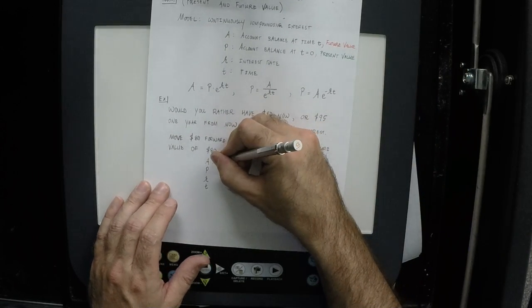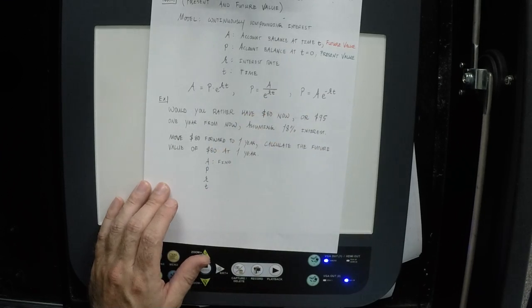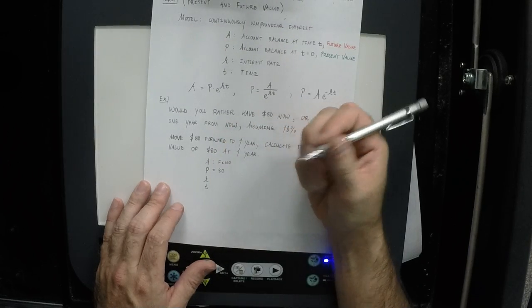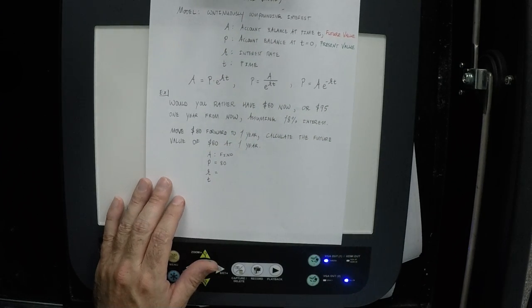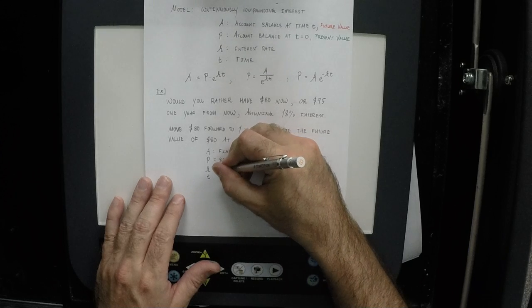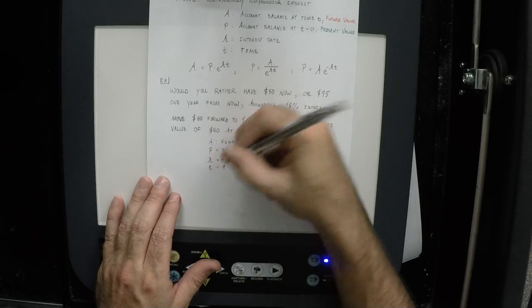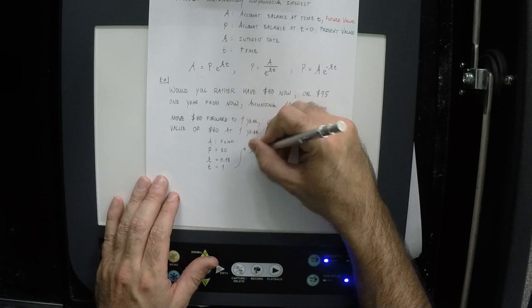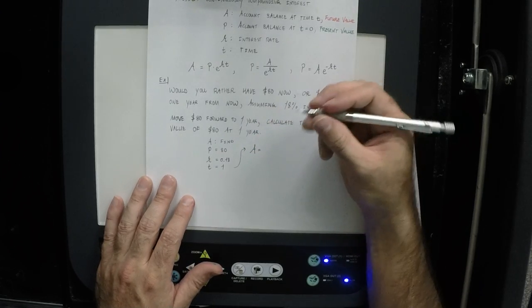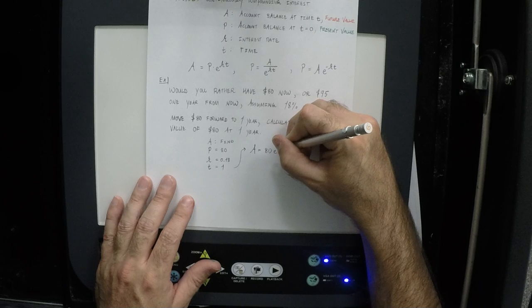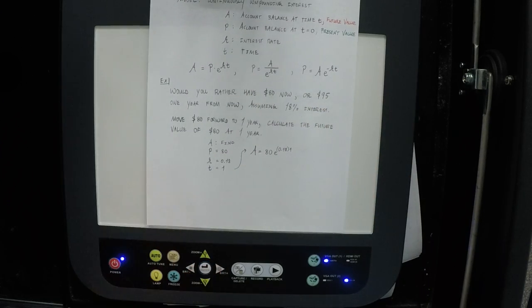So this is what we are to find. Okay, how about P? P is 80. Okay, what's R? So remember, R must be expressed as a decimal, so 0.18. And then what's T? 1 year, right? One. So taking those together, A is 80 times the exponential of 0.18 times 1.